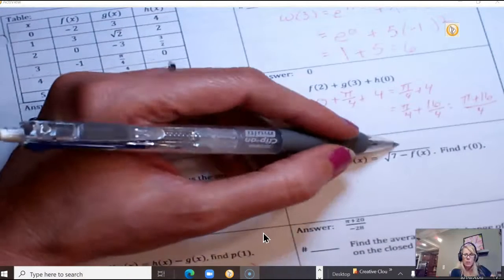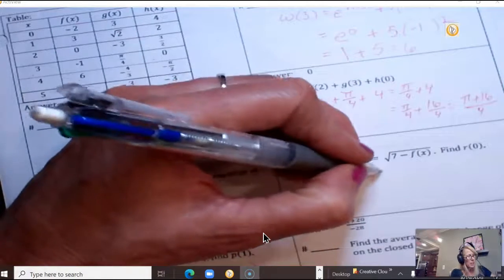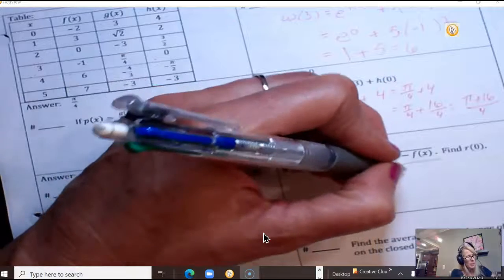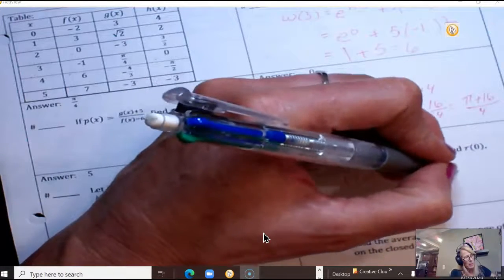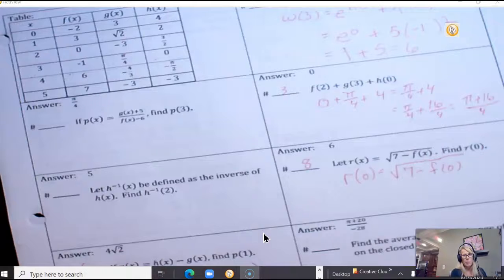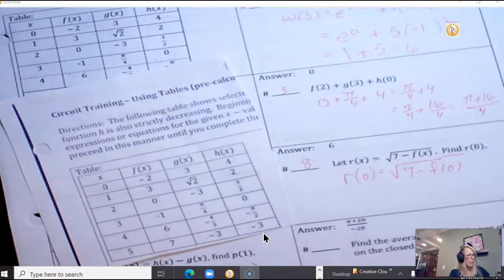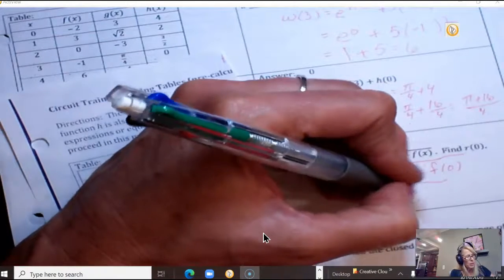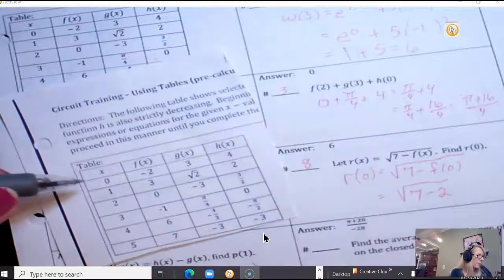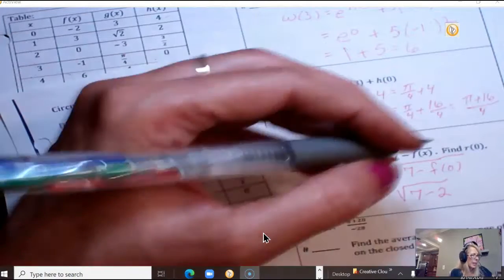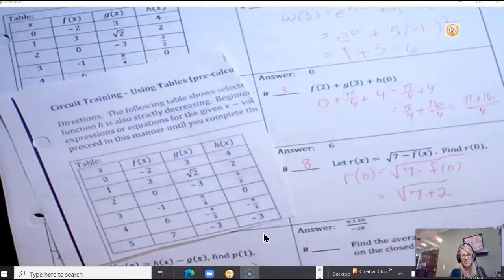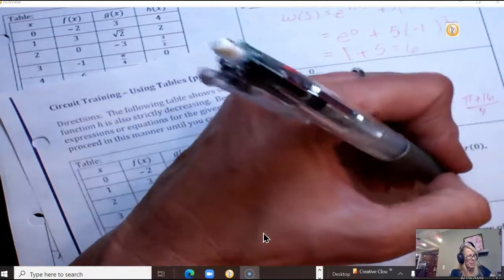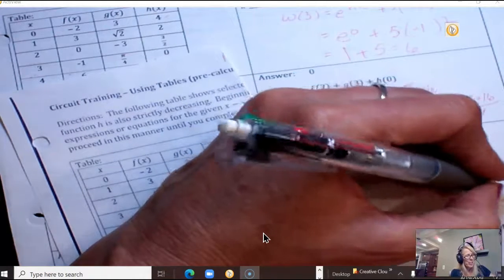R of x, and they give you R of x, and they want you to find R of 0. So again, we're going to do the same thing. Plug in a 0 everywhere we see an x. Not a big deal today. And then you simply find, if you look at 0, go over to f, it's negative 2. So square root of 7 minus 2. Did I just get that right? Minus a negative 2. That makes a big difference. Minus a negative is a positive. So square root of 9 is 3.